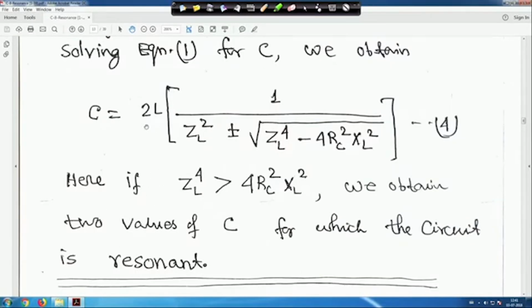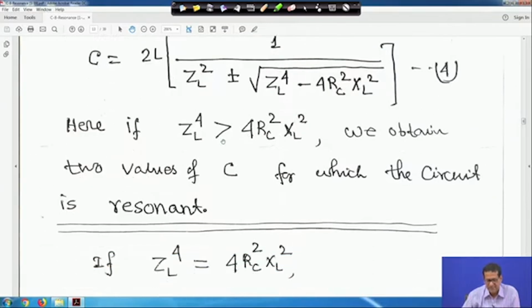You will get another expression: 2L into 1 upon ZL square plus minus the square root of ZL to the power 4 minus 4 RC square XL square. If the square root term is positive, you will get two values of C for which the circuit will be resonant, right. And if ZL to the power 4 minus 4 RC square XL square is equal to 0, you will have only one value of C, 2L upon ZL square, at which the circuit is resonant. But if this term becomes negative, there is no value of C at which the circuit will become resonant. So this is the condition, right.